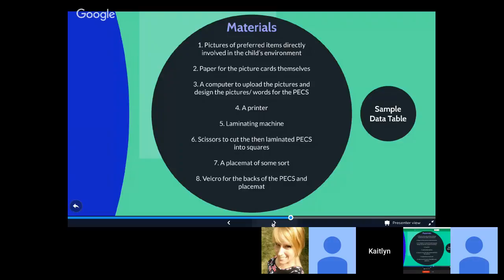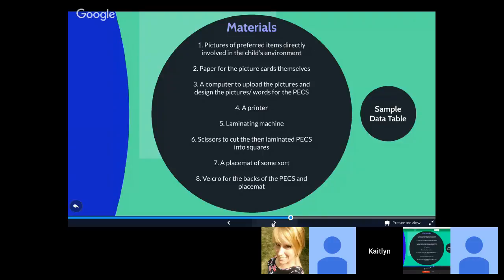So the placemat can be either a PEC book. It can be something that looks more like a token board or a schedule, but a PEC book would be what would best work for the school. And then you'll need Velcro for the backs of the PECS and the placemat.